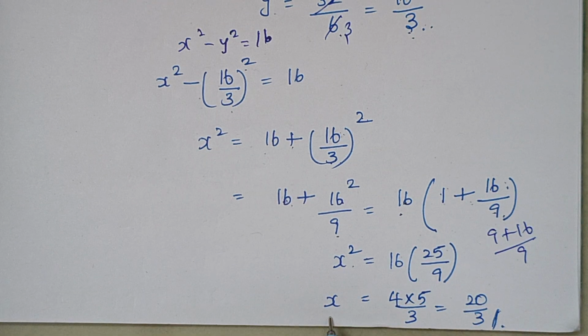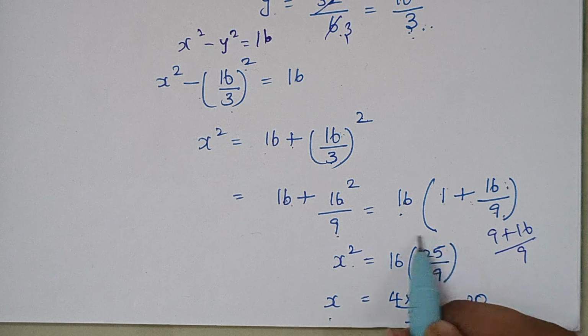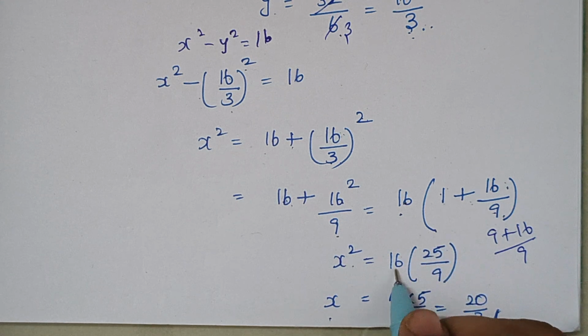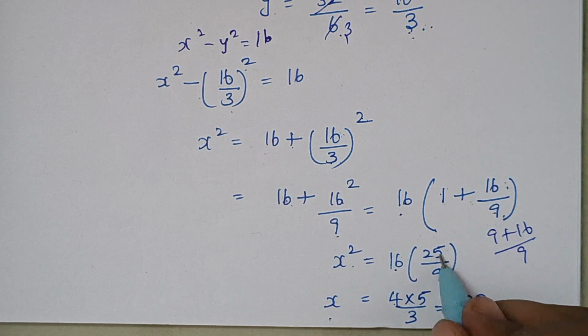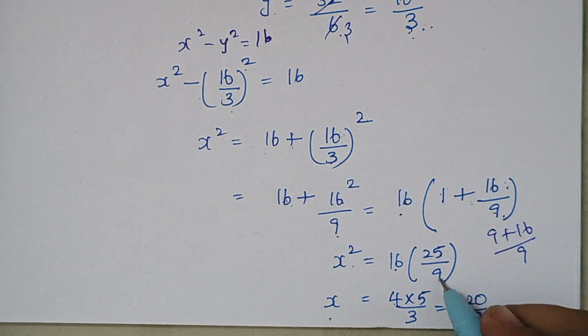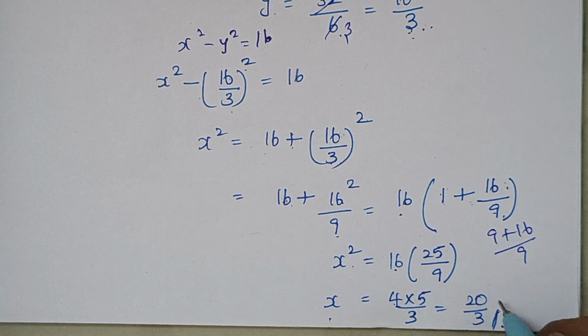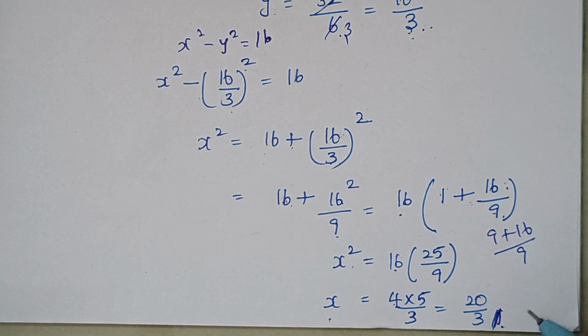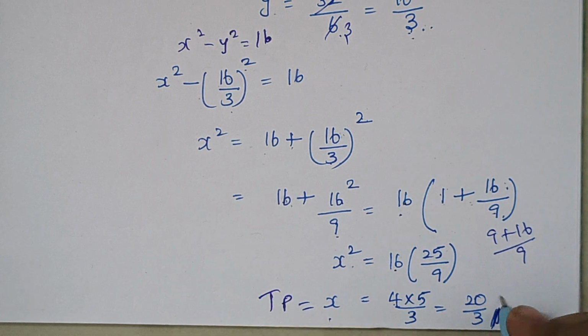But I need only X. So we are taking the square root of all these terms. The square root of 16 is 4, the square root of 25 is 5, and the square root of 9 is 3. So finally 4 into 5 by 3, which is 20 by 3. Therefore, the length of the side TP is equal to X, which is equal to 20 by 3 centimeters.